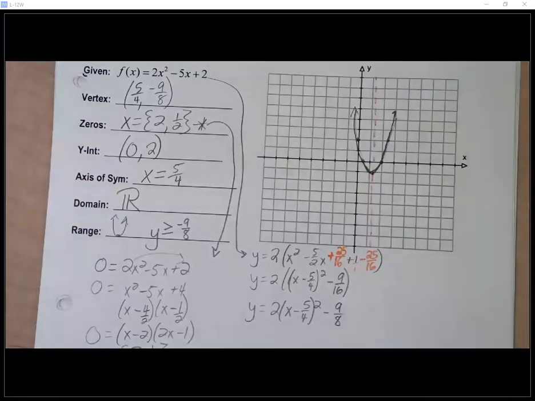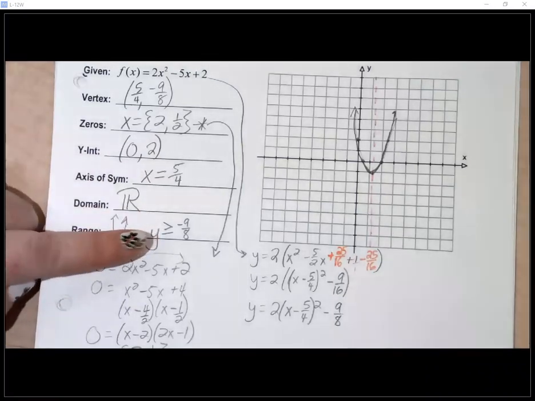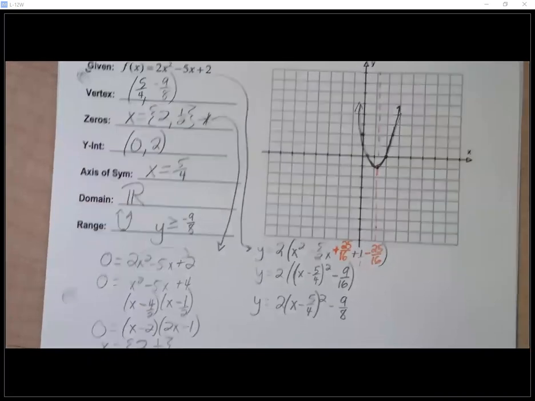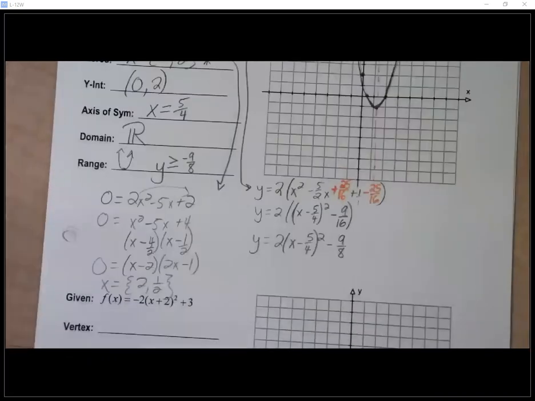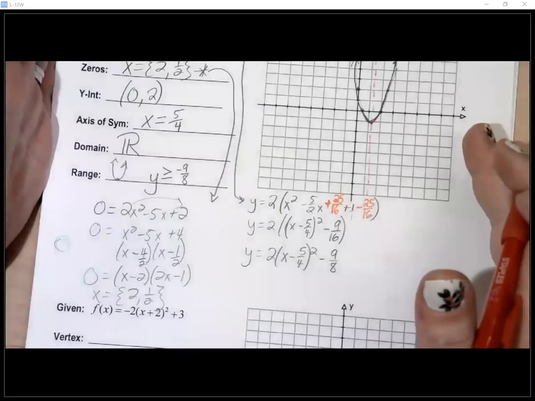If you want to hold off on the range until you have the graph, sometimes it's easier to see it when you literally have the graph in front of you. Now, if you look at the bottom, even easier. Before I move on, does anybody have any questions about this one on the top? No, we're okay. Okay, look at the bottom one.